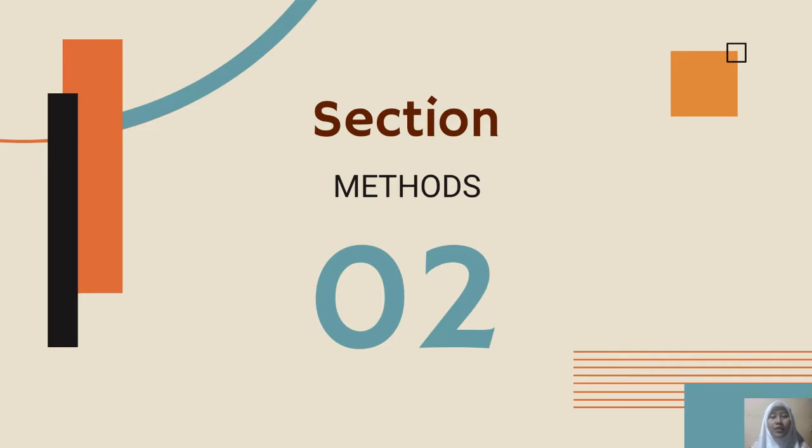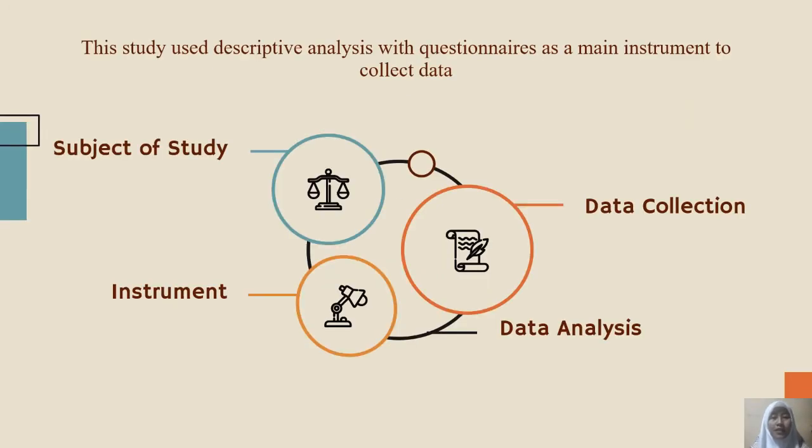Then, come to the second section, method. This study used descriptive analysis with a questionnaire as the main instrument to collect data. So there are 4 parts of method in my study. First is subject of study, second is instrument, third is data collection, and the last one is data analysis.